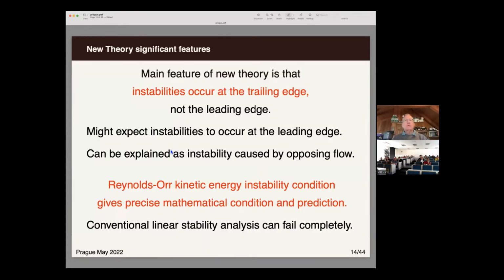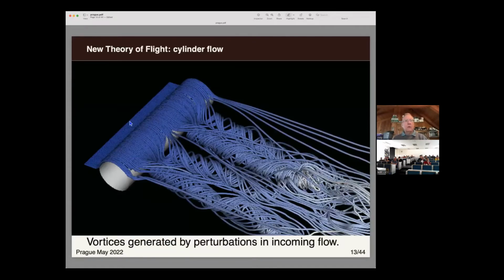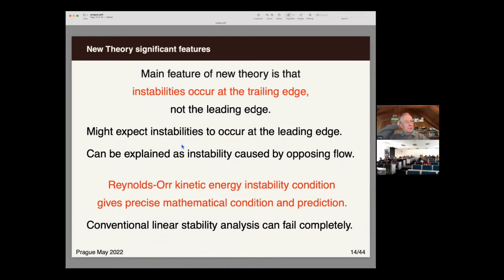The main points are that instabilities occur at the trailing edge, not the leading edge. You might have thought the instabilities would start when the fluid flow hits the cylinder, but no, it goes smoothly over the cylinder until it gets to the very back end. And that's where the instabilities seem to come alive. So we'll look at instabilities and see if they appear to occur at the trailing edge.